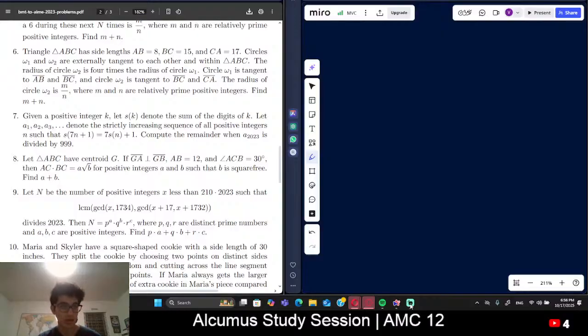Given a positive integer k, let s of k denote the sum of the digits of k. Let a1, a2, a3 denote the strictly increasing sequence of all positive integers n such that s of 7n plus 1 is equal to 7 times s of n plus 1. Compute the remainder when a sub 2023 is divided by 2023.